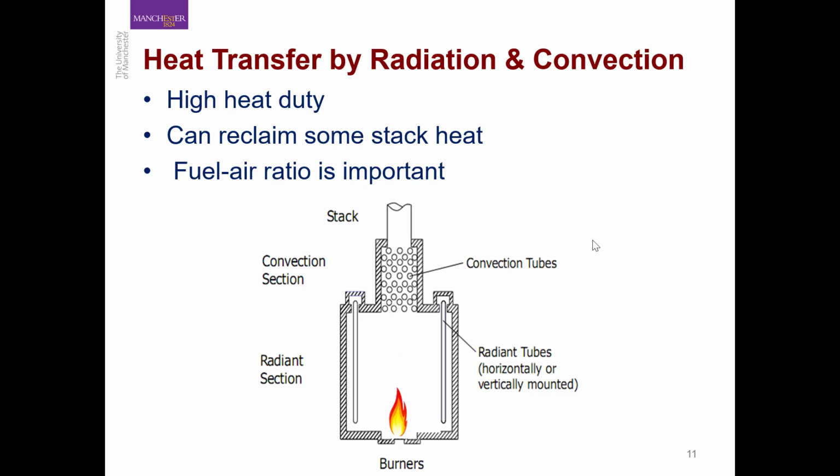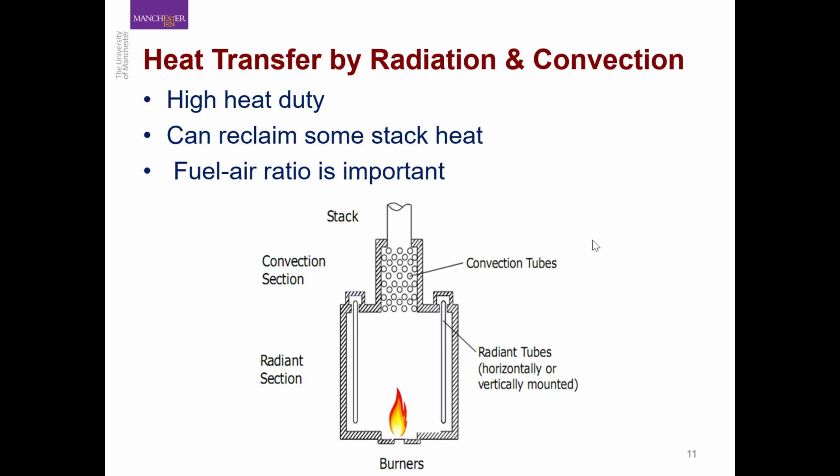So the fuel to air ratio is an important factor in these kinds of furnaces. For example, if you have too much excess air, you might not be able to achieve the maximum flame temperature possible. But if you do not have enough air, then you might be in a situation where you have incomplete combustion. Okay. So again, we will talk about this fuel to air ratio in the next parts of this lecture.